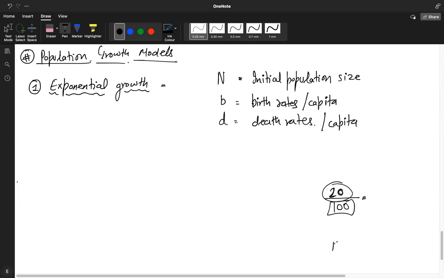So if the population size is 13,000 and the birth rate is 20 per capita, what do I mean by that? How many should I add? This is n. So what will be n plus 1 in the next year? If it is 20 per capita, which means per 100, how many are there in 13,000? Do you understand? First I have to do 13,000 by 100. What is it? 130. 130 into 20. What is the number?